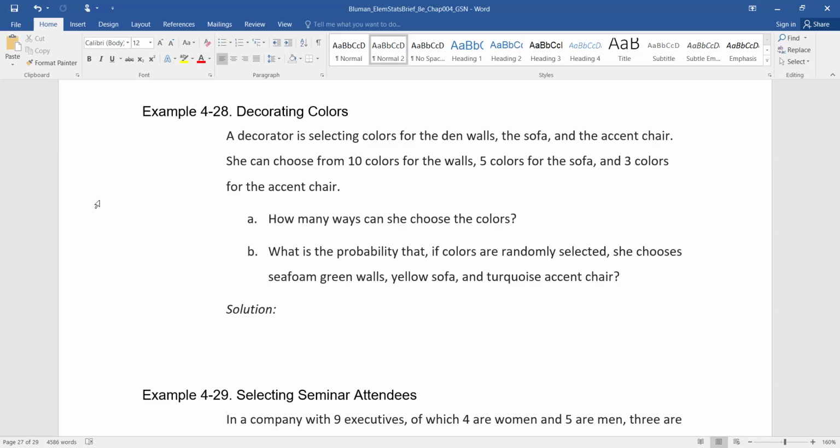Accent chair sounds decorative. Not my cup of tea.